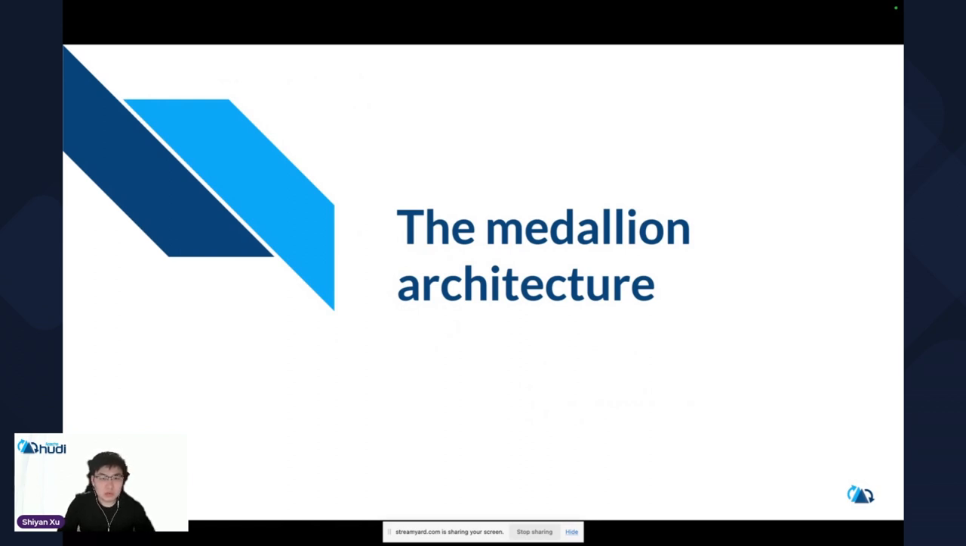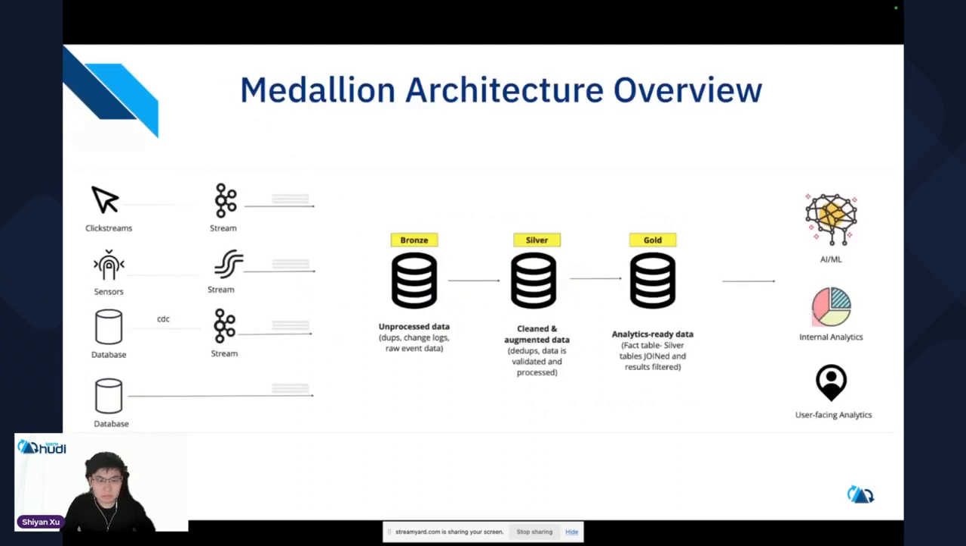Okay, without further ado, let's start by going over the medallion architecture. So this is what a typical medallion architecture would look like. When data is ingested from upstream data sources, it will be unprocessed and stored in a data lake, typically in this raw layer or bronze layer. There could be data duplication. There will also be change logs, raw event data, and more. From there, data will graduate to a so-called silver layer, where you may want to perform data deduplication, validation, and optimization, like cleaning to remove the old data, optimize the file sizing, etc.